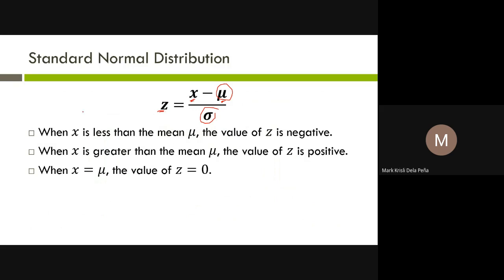So here are some conditions. When x is less than the mean, the value of z is negative. When x is greater than the mean, the value of z is positive. And when x is equal to the population mean, then our z is equal to 0.